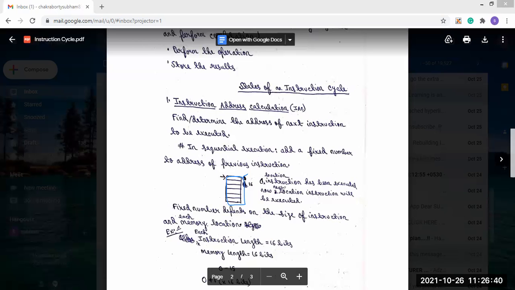So how are we able to know the address of the next instruction? If it is sequential execution, then we have to add a fixed number to the address of the previous instruction. How will we know what fixed number we have to add? This fixed number depends on the size of the instruction and each memory location.